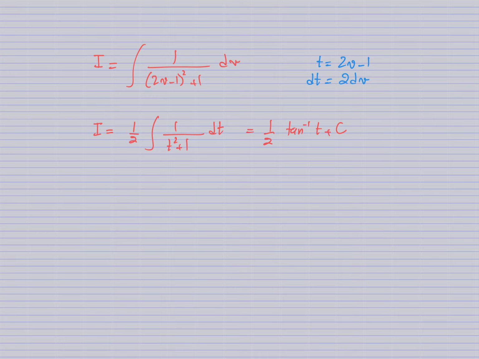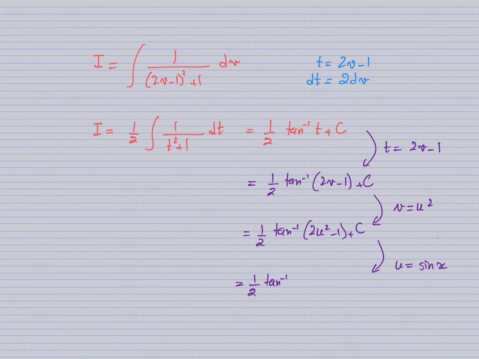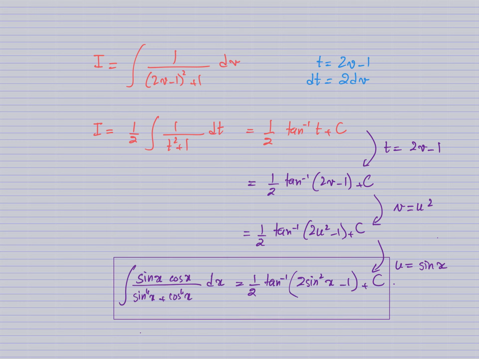Finally, we remember expressing our answer in terms of the variable x, taking into account all the substitutions we used. And therefore, the general antiderivative of the function sine x cosine x over sine to the power 4x plus cosine to the power 4x is 1/2 tan inverse of 2 sine square x minus 1 plus a constant c.